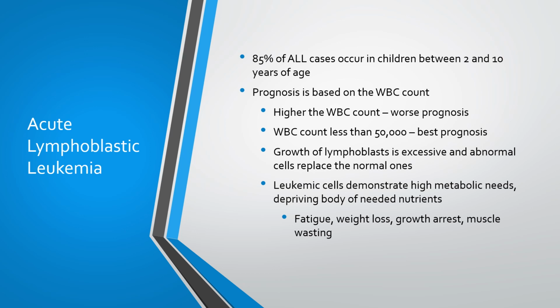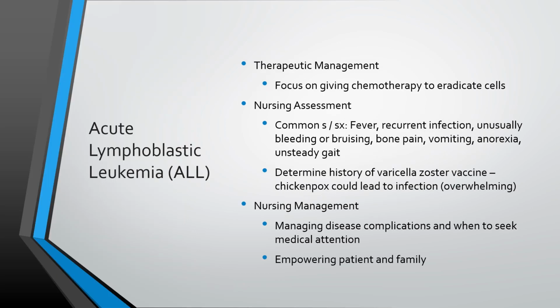Some of the leukemic cells demonstrate high metabolic needs, depriving the body of nutrients, which again is going to cause fatigue, weight loss, growth arrest, and then some of our muscle wasting. So when we think about therapeutic management, it's going to focus on giving chemotherapy to eradicate some of those cells. Depending on the number of cells, depending on how the chemo works, bone marrow transplant may also have to happen.